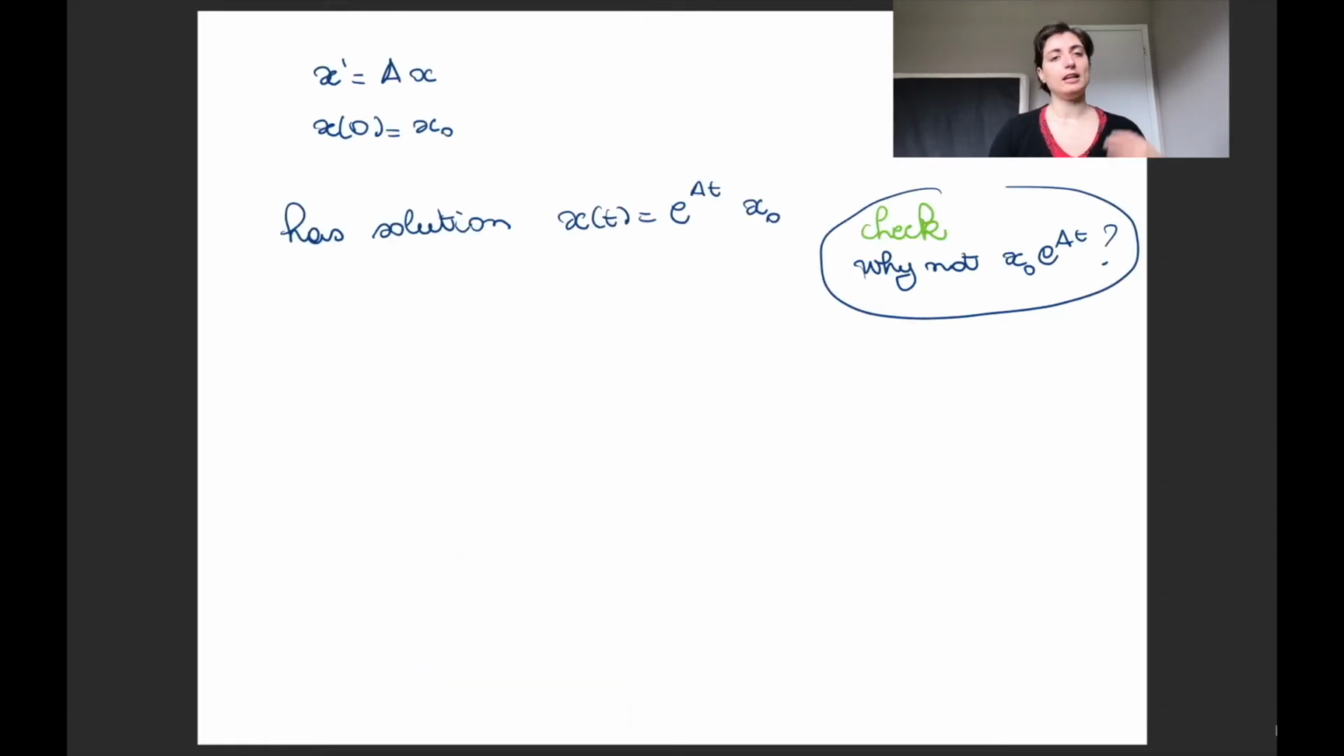That means that if we have any linear ODE system, x prime equals A x, x at 0 equals x0, it has the solution x(t) equals the matrix exponential of At times x0. I want you to check why we cannot write x0 times the exponential of At. Does it matter? Does it not? It matters, and I'd like you to check out why.